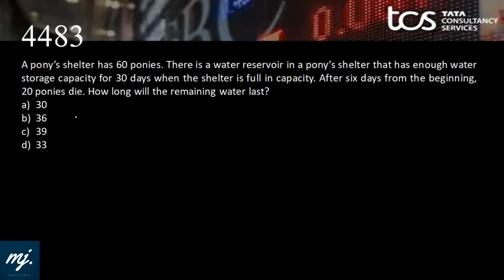Now here what we have. A pony shelter has 60 ponies. Okay, these are our men. There is a water reservoir in the pony shelter that has enough water storage capacity for 30 days when the shelter is at full capacity. Okay, so these are days, and enough water capacity is our work. After 6 days from the beginning, 20 ponies die. Okay, the structure in M changes. Then how long will the remaining water last?